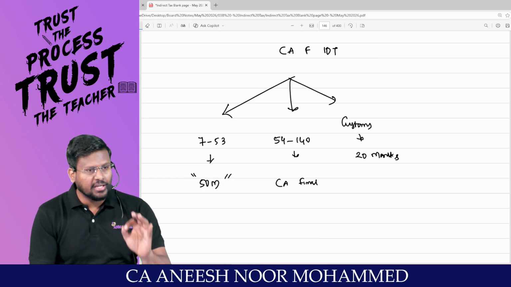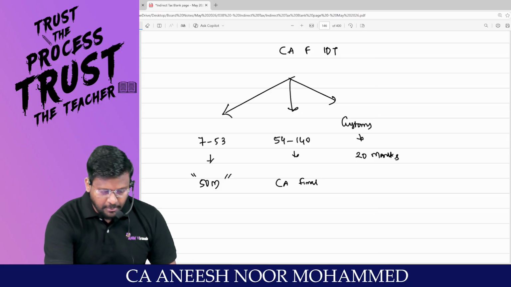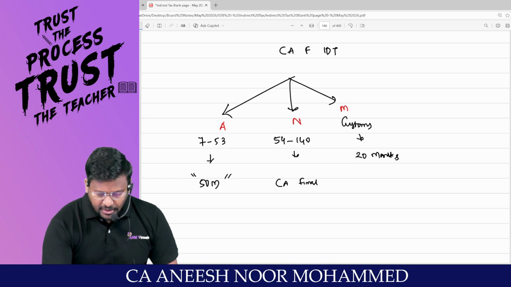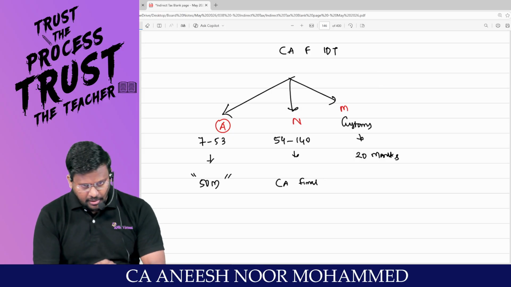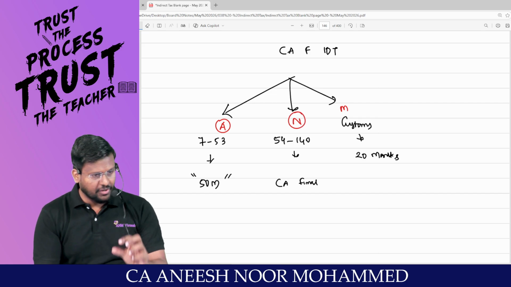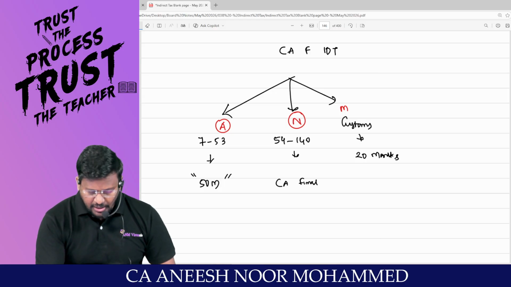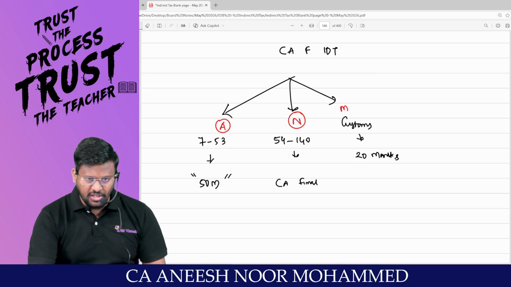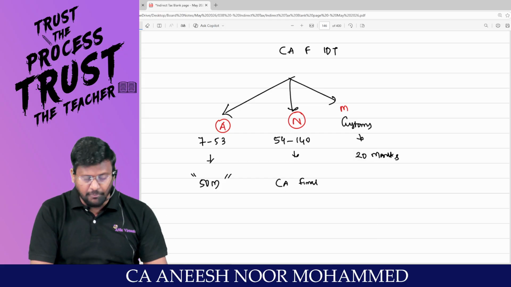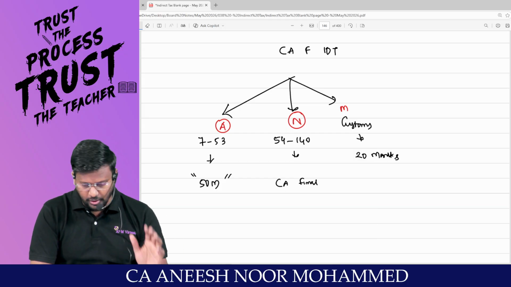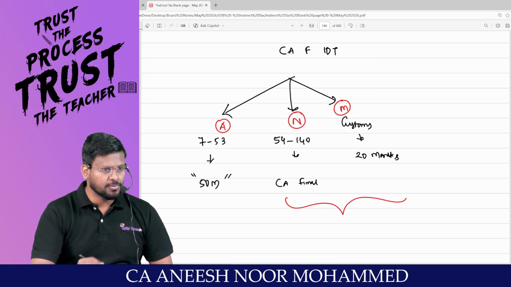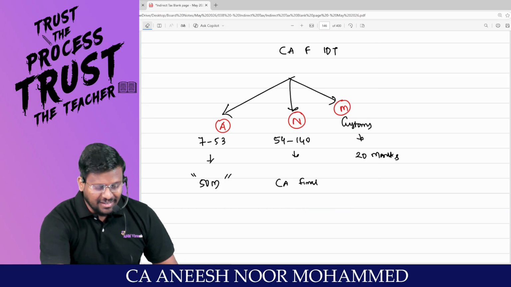This is how IDT final subject is there. Basically, it can be classified into three parts: part A, part B, and part C. Part A is the basics from supply till section 53, transfer of ITC. Part B is exclusive CA final topics. So this will be coming for 30 marks in examination, because if 50 marks has been taken care by 7 to 53, balance 30 marks will come from section 54 to section 140. And 20 marks fixed for customs. So 30 plus 20, 50, 50 plus 50, 100. This is our marks classification all about.